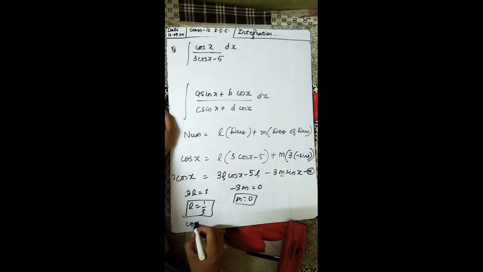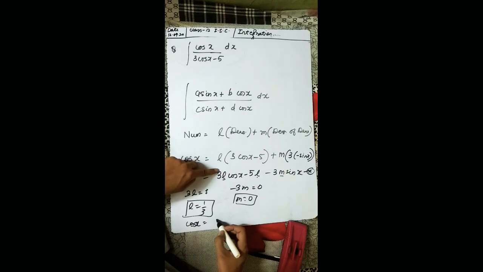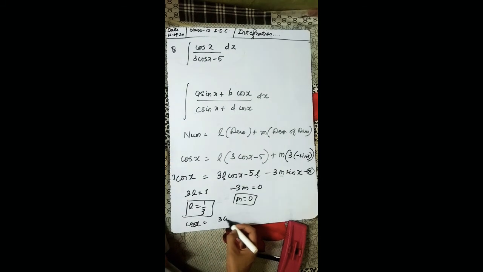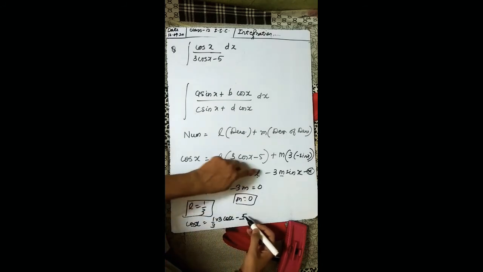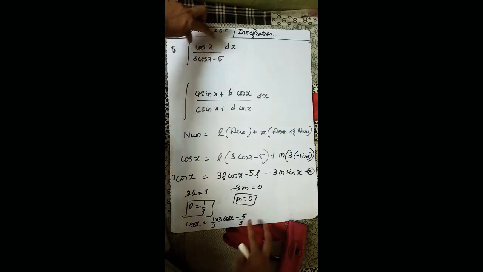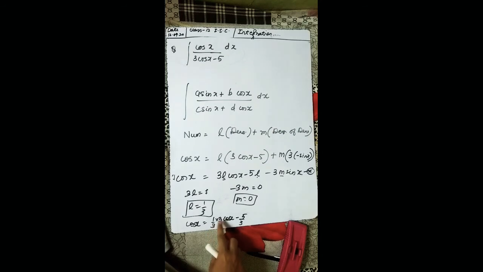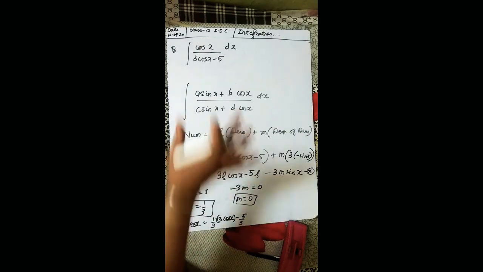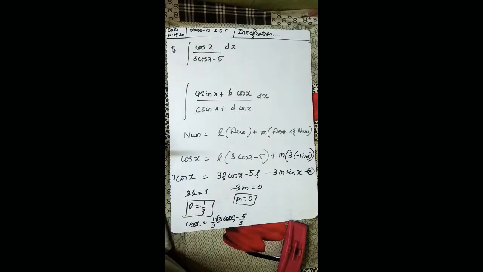Put the values of L and M in this star equation. So you will get cos x equal to 3 cos x into 1 upon 3 minus 5 into 1 upon 3, plus 0. So finally what did you get? 1 upon 3 into 3 cos x minus 5 upon 3, so in place of this cos x we can write 1 upon 3 into 3 cos x minus 5 upon 3. And that is what we got in the previous question also. So that is how we use this form. Let us see one question of it.